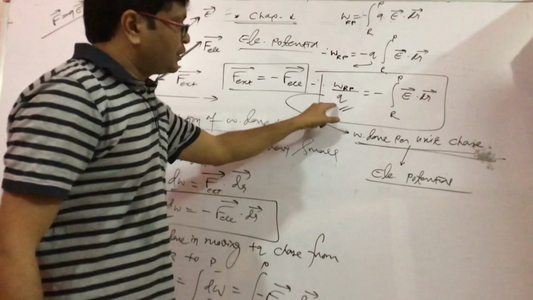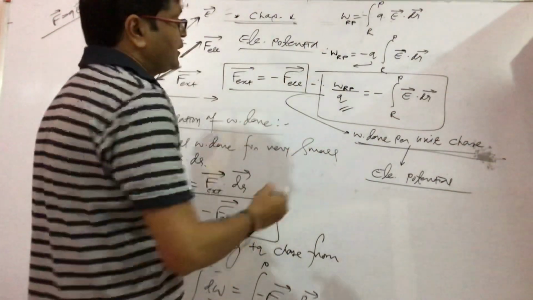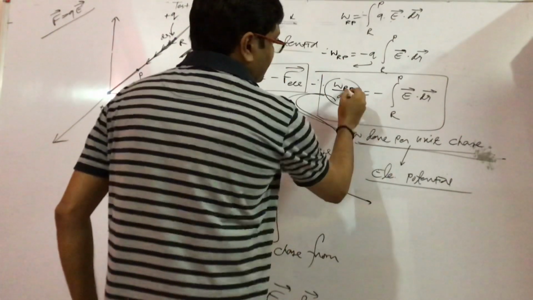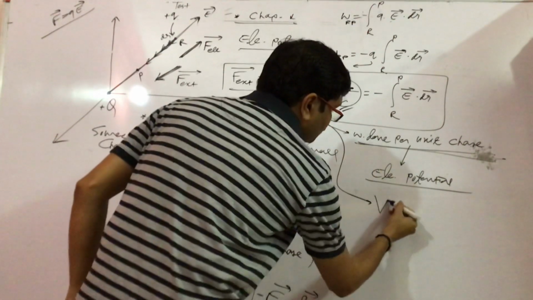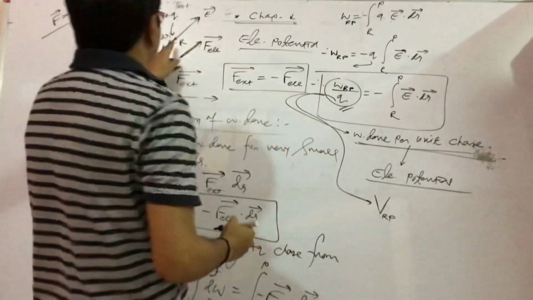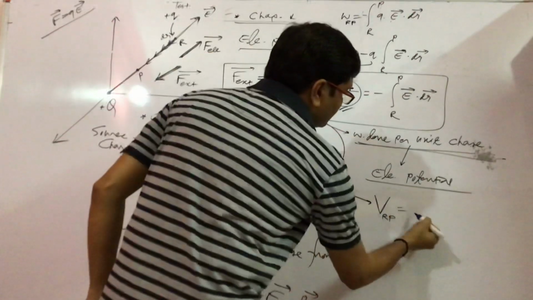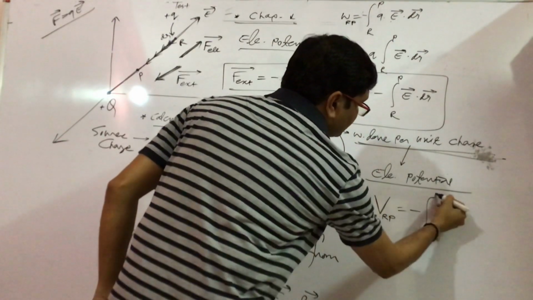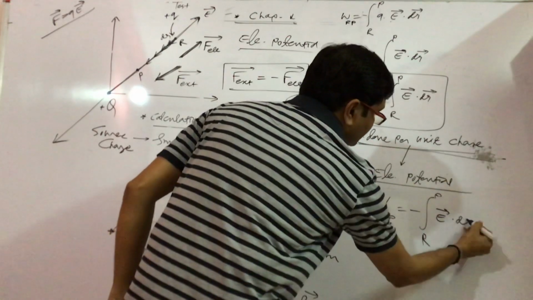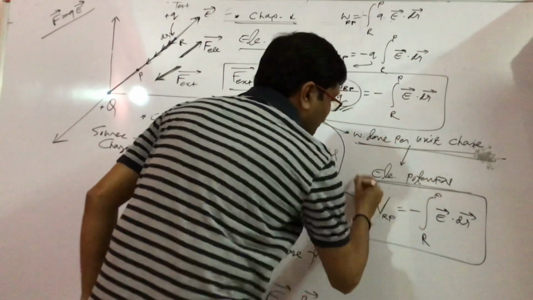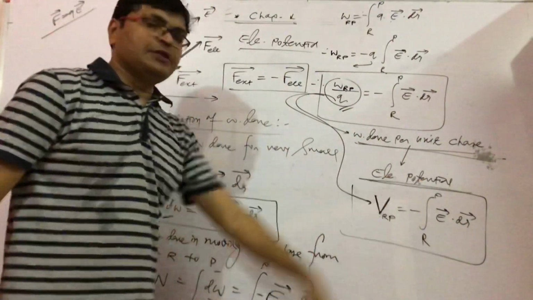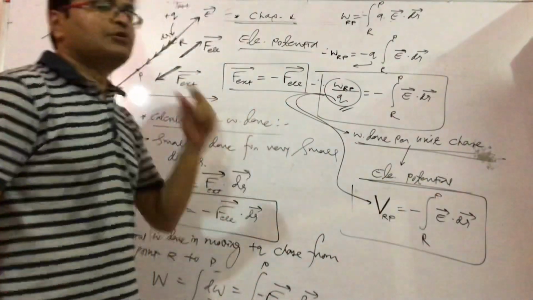So in short, in very easy language, whatever the quantity we have derived, it is work done per unit positive charge. That means potential in moving charge from R to P. So V RP is minus integral R to P E dot dr. Keep in mind, potential is denoted by V. So we have written here V RP equals minus integral R to P E dot dr.